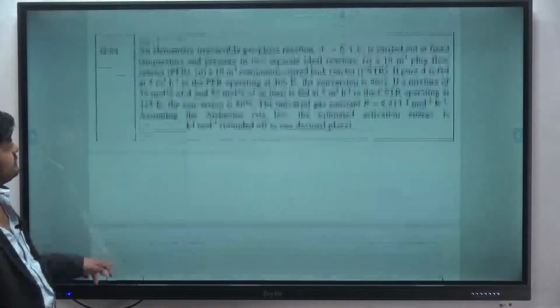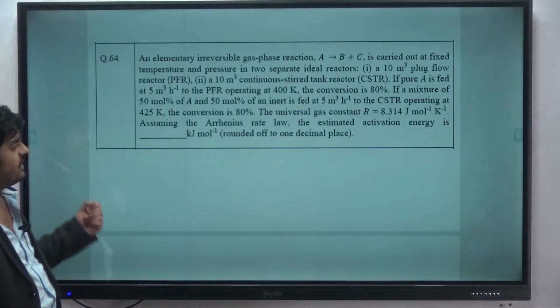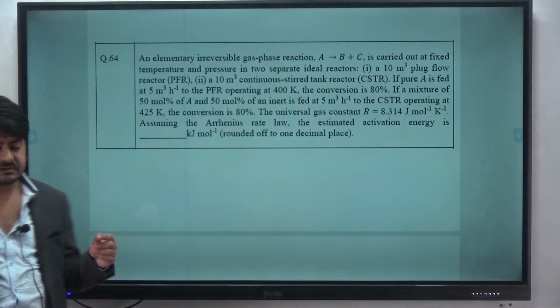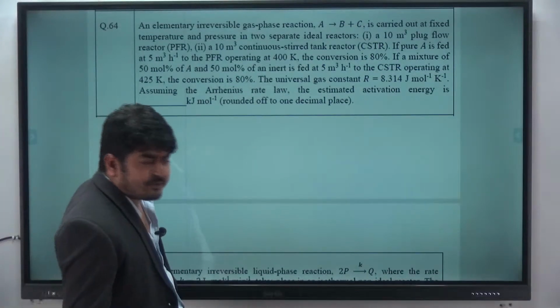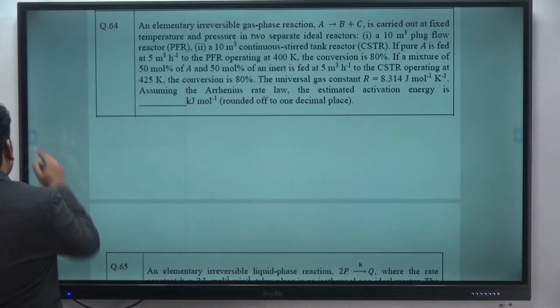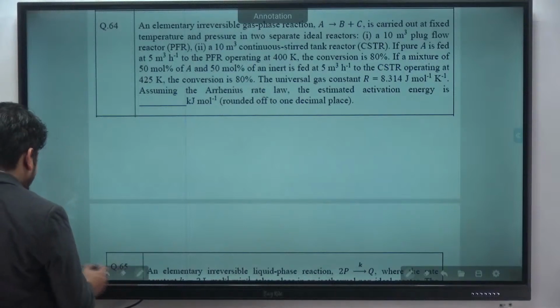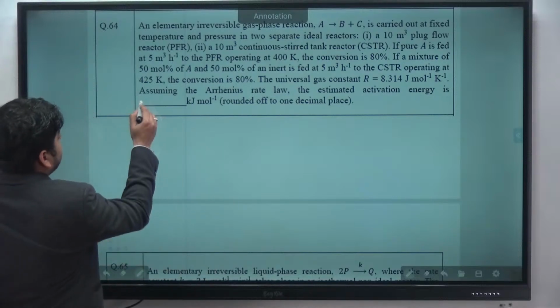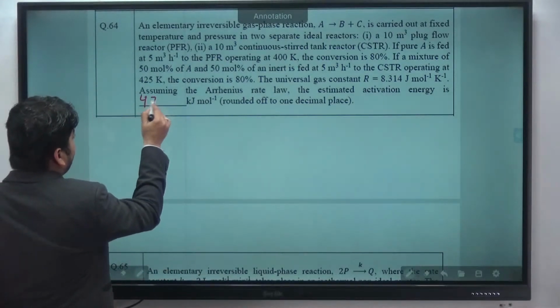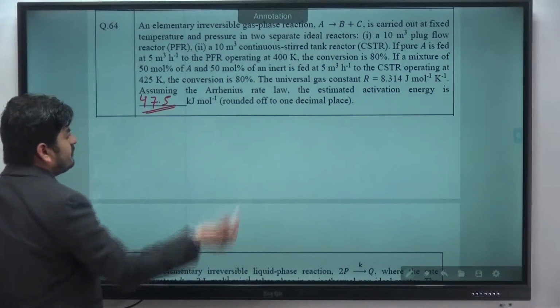Now there was question 64. This was a lengthy question. And I hope all of you have solved this question. The answer for this question is 47.46. To 1 decimal place, we can say 47.5 kilojoule per mole.